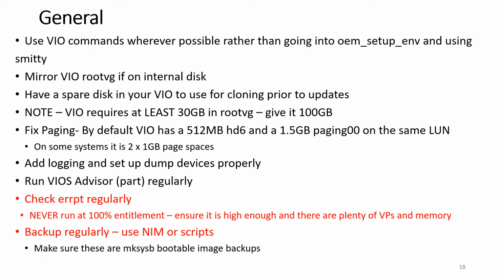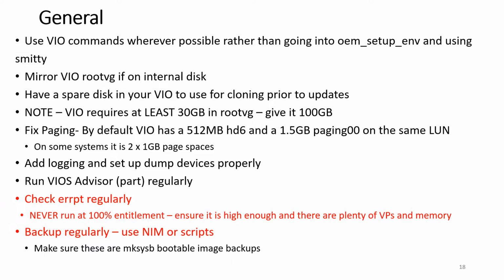I also always add logging, and I set up the dump devices properly to make sure that they're actually capable of holding a dump if I need to take one. And I run the part command regularly to see how my VIOs are behaving. And then the last couple of comments are making sure that somebody's keeping an eye on the error log, which is the errpt command, and making sure that you don't ever run your VIO servers regularly at 100% entitlement. It's okay to go over occasionally, but anytime you're running at entitlement, you're impacting your performance for the network and for the SAN, but particularly the network, so pay attention to that.